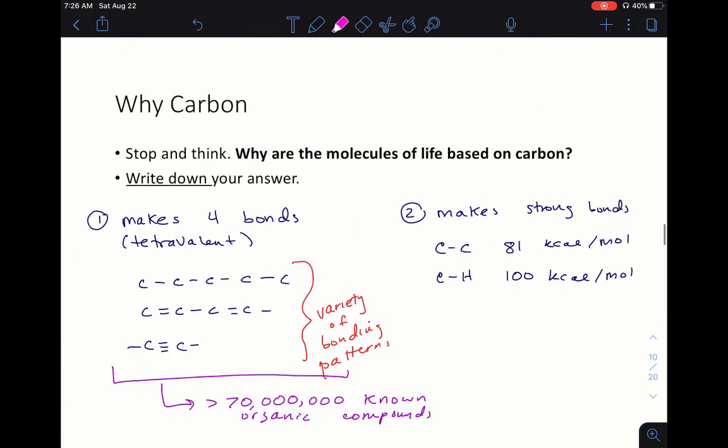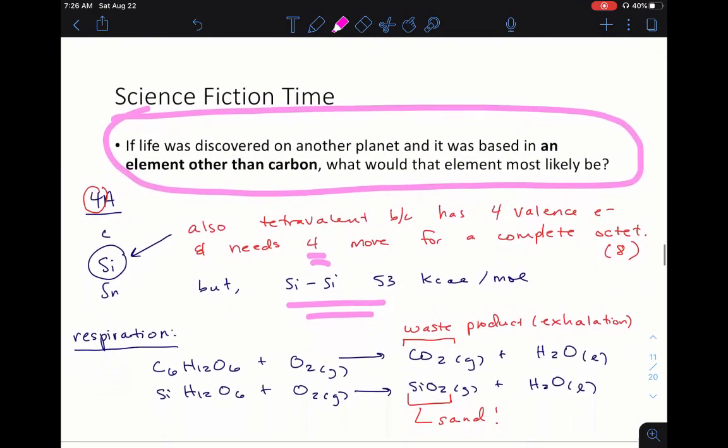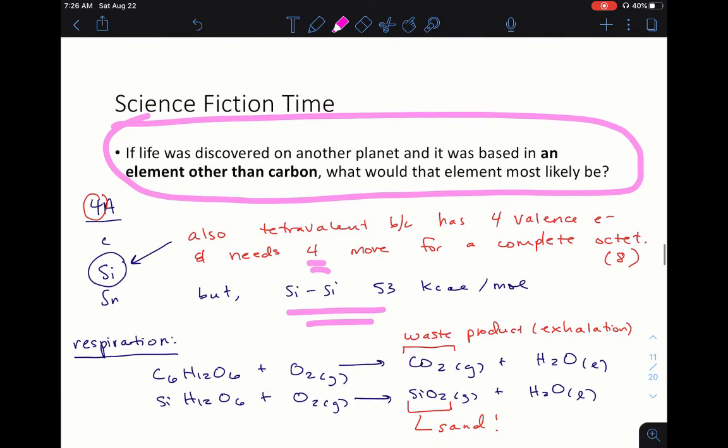Life on Earth is based on carbon. Carbon is tetravalent, meaning it makes four bonds to get its complete octet. And so there's a variety of bonding patterns, and thus a rich number and diversity of organic compounds. And it makes strong bonds. So these are stable compounds that don't just randomly break down in our body. That's great, unless we want them to, or unless there's a biochemical process to do so, like respiration. And then we get lots of energy out of it.